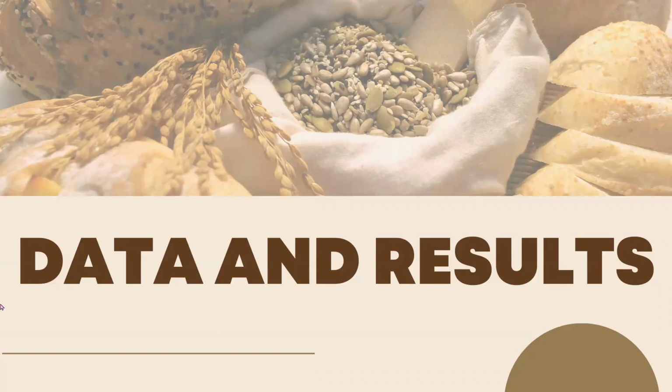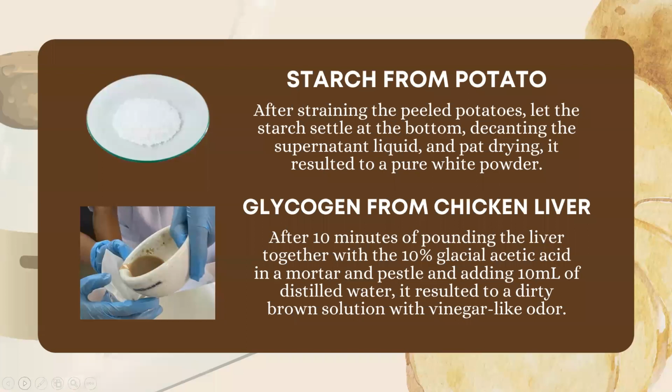So for the data and results, first off is the starch from potato. After straining the peeled potatoes, let the starch settle at the bottom of the beaker, decanting the supernatant liquid repeatedly and pat drying it. The students have obtained a pure white starch powder.